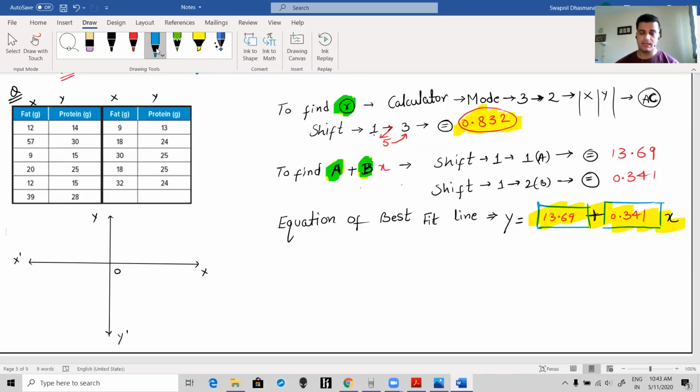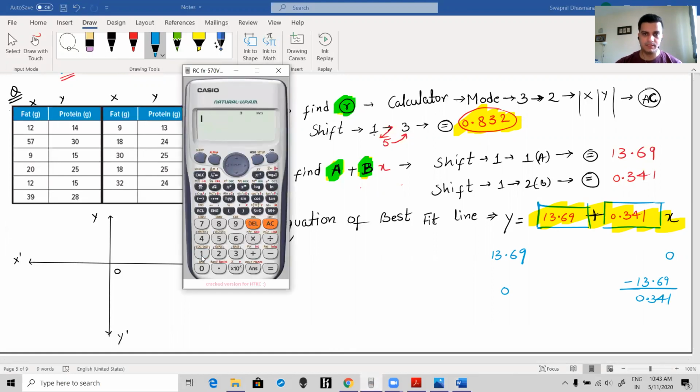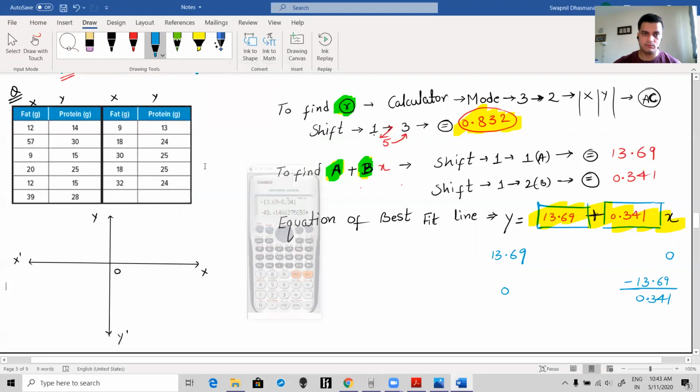Now, if I really want to plot it, I should have a graphing calculator, but just to estimate it, as you can see, when x is 0, the value of y will be 13.69. And when y is 0, the value of x will be negative 13.69 divided by 0.341. Let's do it on the calculator. Mode 1, because I now want normal calculations. Negative 13.69 divided by 0.341 is around negative 40.14.